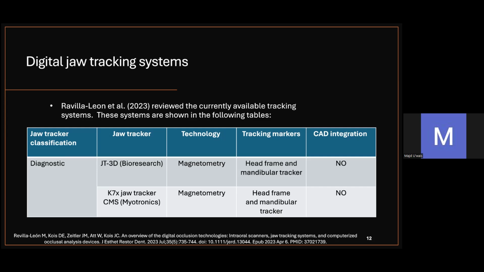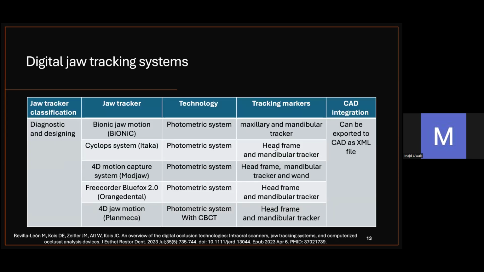And as we said, no CAD is involved in these systems, which means you can't use them for designing. The next two slides show 10 examples of the diagnostic and designing systems. Their technological mechanisms usually work by photometry, magnetometry, ultrasound, or may come as infrared optical systems. This table also summarizes their components.